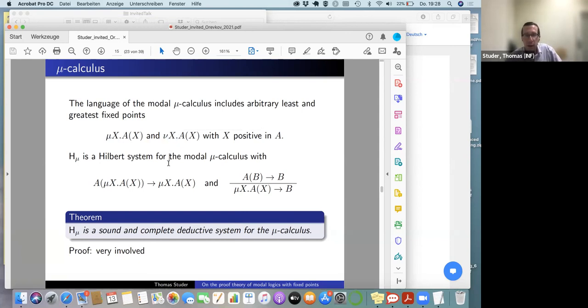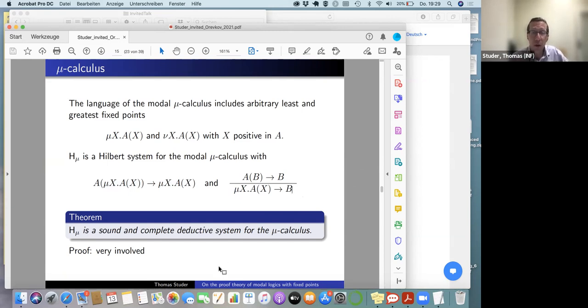So in a Hilbert formalization, it is straightforward to get a sound and complete system. Again, we just have the closure principle for the least fixed points, and we have the induction rule saying that mu X, A of X really is the least fixed point. So we just add this to the axioms and rules of modal logic, and we get a sound and complete deductive system for the mu calculus. So the axiomatization is very straightforward.